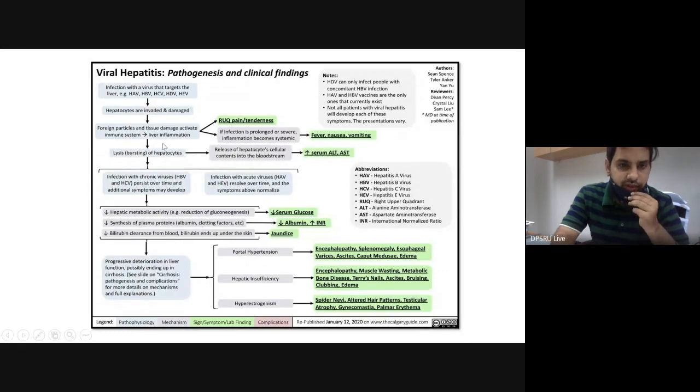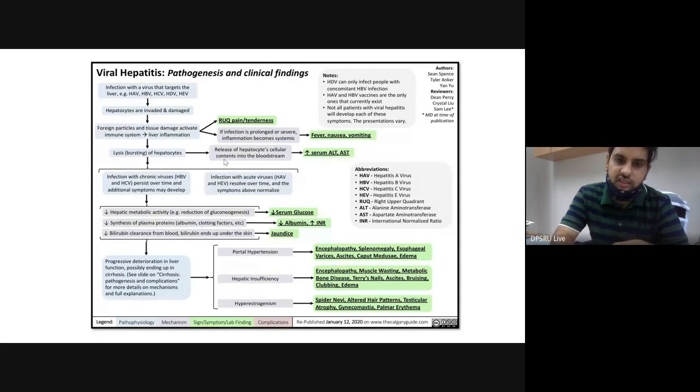And then with chronic viruses, particularly, as I told you, A and E viruses are acute. They will create an acute hepatitis, but of course hepatitis B and hepatitis C virus persist for a longer duration, and result in inflammation for a longer duration.